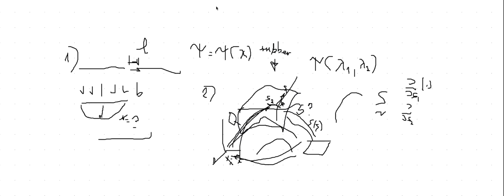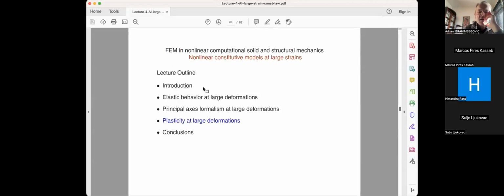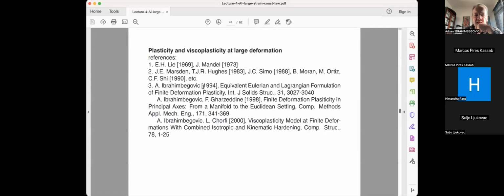And if you're into this business, large deformation, I think one of them mentioned that you have large deformation stuff. You have to handle this. Okay, so let's go back to this one. The next step would be to go into plasticity at large deformation. So what should be the plasticity at large deformation?